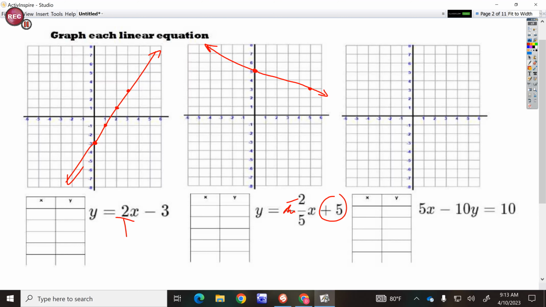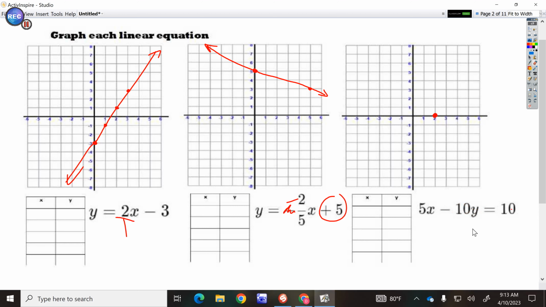All right? Over here, does 5 and 10 go into 10? Since they do, we can use a shortcut. So let's use it. If I cover the negative 10y, that whole term with the y on it, 5 times what equals positive 10? 2. That would be my x-intercept.